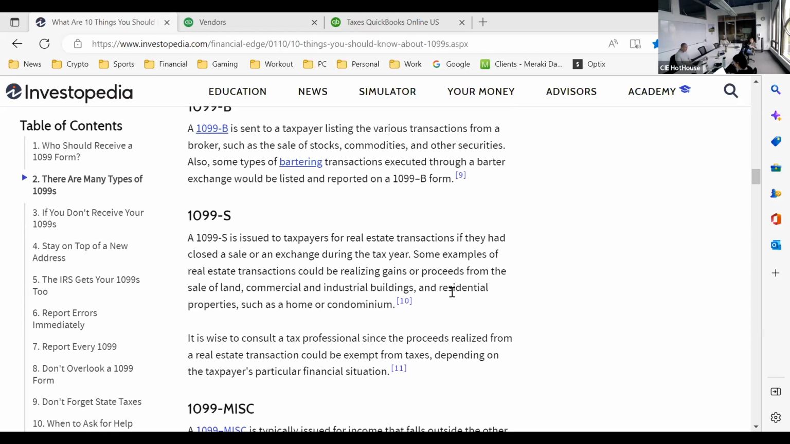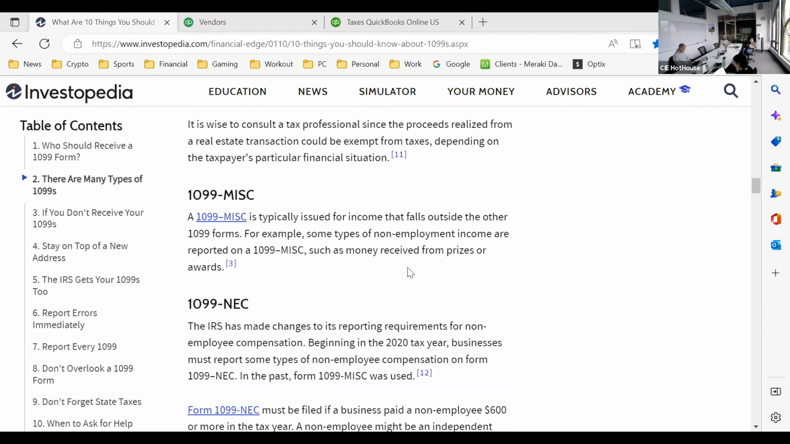The good part is the next one most certainly does. 1099 miscellaneous. This is predominantly going to be the majority of the ones that you will be dealing with, unless for some reason you specifically have your vendors or contractors set up differently. 1099 miscellaneous is typically issued for income that falls outside the other forms. For example, some types of non-employment income are reported as 1099 miscellaneous, such as money received from prizes and or awards. All of your contractors, unless stated differently, will be miscellaneous.